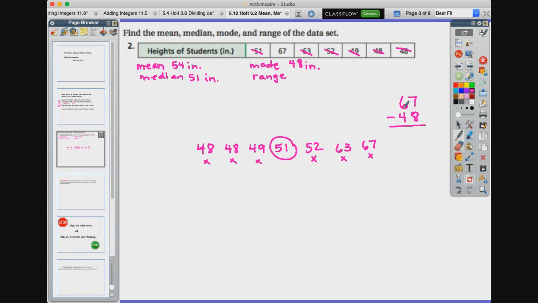So then we subtract that. We need to borrow. So 17 minus 8 is 9, and 5 minus 4 is 1. So the range is 19 inches. So that means from my shortest person to the tallest person in this data, it's 19 inches.